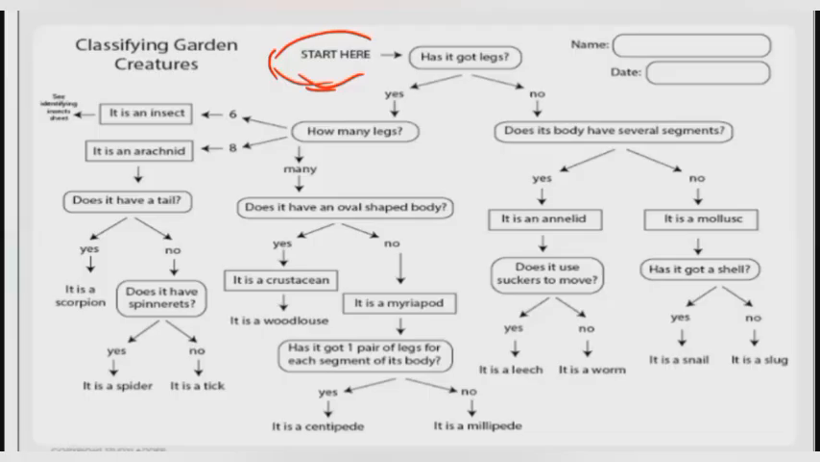Does it have an oval shape? Yes or no? If it is yes, it is a crustacean. If it is no, it is a myriapod. Now let's take no, it does not have an oval body.